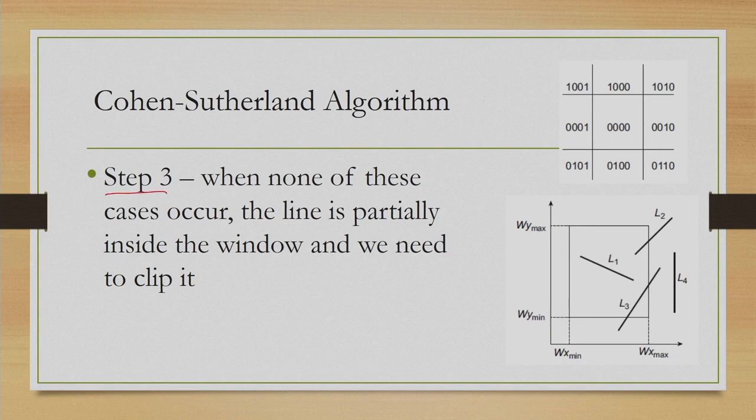In the next step, when none of the cases that we just discussed in step 2 occur, we know that the line is partially inside the window and we need to clip it. So, in step 2 we perform checks to decide whether the line is completely inside or completely outside, and accordingly we take a step. Then if none of these conditions are satisfied, that means the line is partially inside and we need to clip it. That we do in step 3.